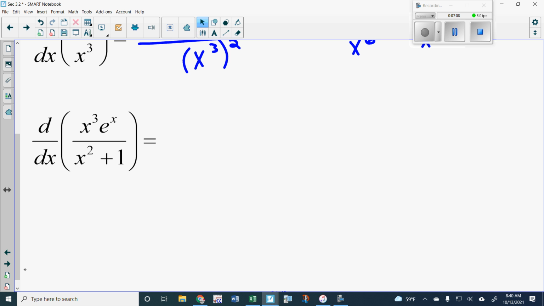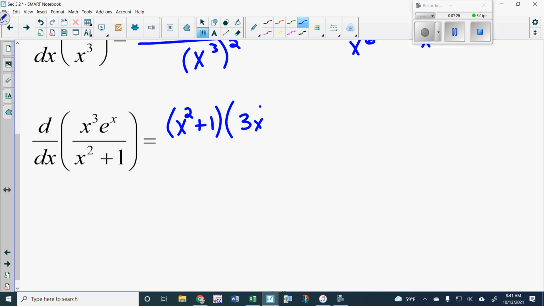So let's write it down. So we have our quotient rule is down, D up. Now let's just stop for a second, because to do D up, we have to use the product rule, which is, go ahead, Mac, derivative of the first, which is 3x squared e to the x, plus the first times the derivative of the second.